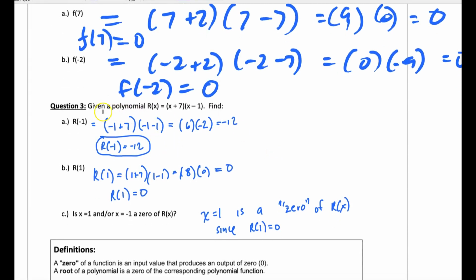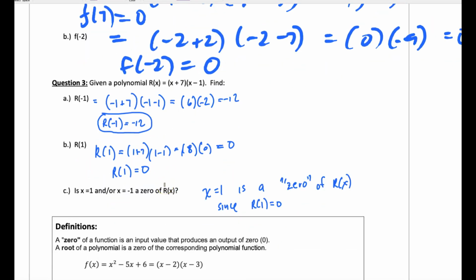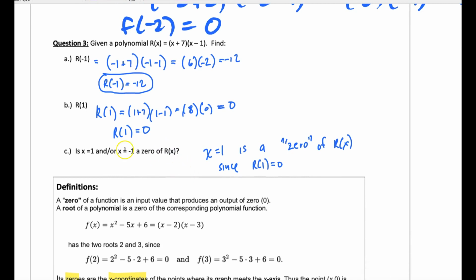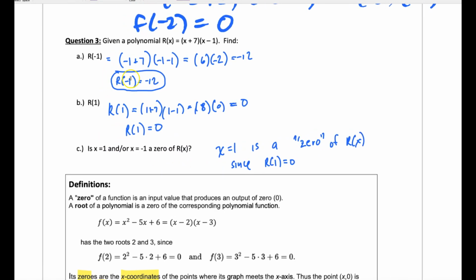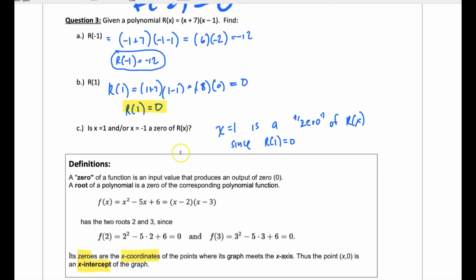So here's another example. Here's your polynomial function. Plug it in, which is just, this is a quadratic equation. It's in factored form. When you substitute -1 and 1 in, these are the values you get. And then what we learned in this lesson is whenever you substitute a number into an equation, you get a value of 0. Those numbers are called zeros.